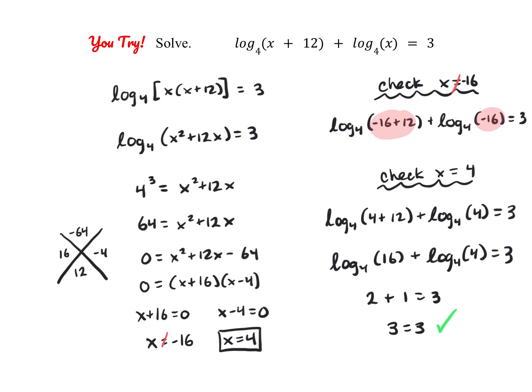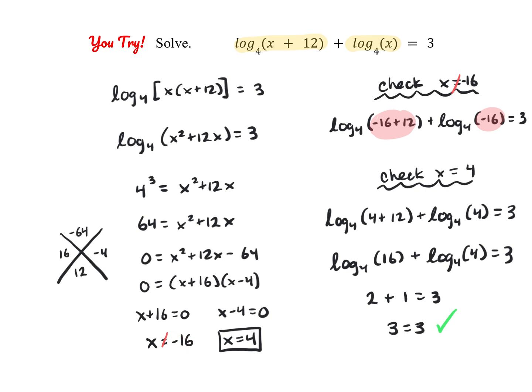The first thing that I did is I condensed my two logarithms using the product property. And then I rewrote in exponential form. 4 to the power of 3 is x squared plus 12x. So here we have a quadratic equation. Once you get down to the quadratic equation, you should feel pretty confident here because we just set it equal to 0 and then we either factor, or if you need to, you could also do the quadratic formula.